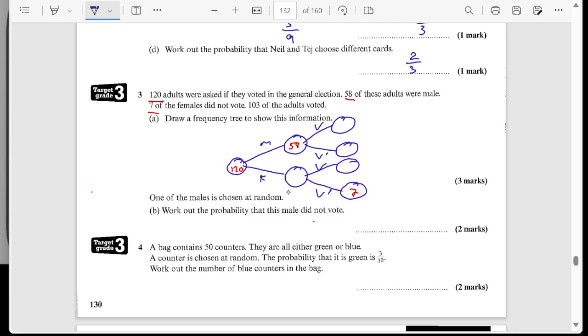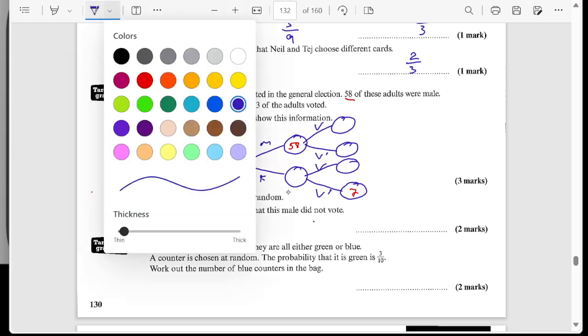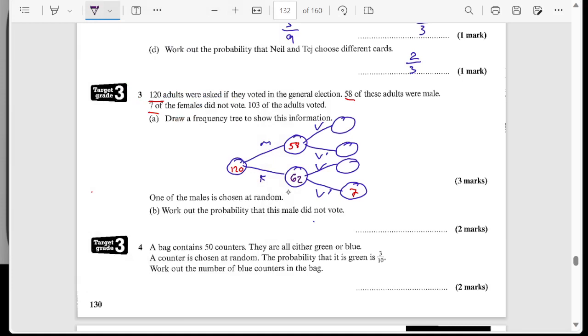So if we had 58 males out of 120, that means that 62 of the people were female. I wanted a different colour to one that I'd already used, purple. So I can put 62 there. And if we know that 7 of the females did not vote, that means that we've got 55 did vote.